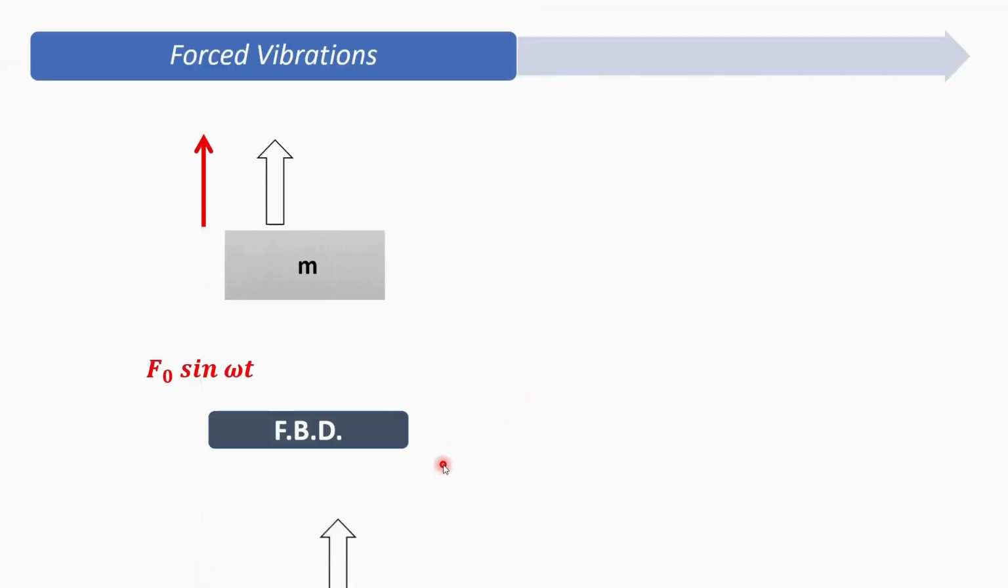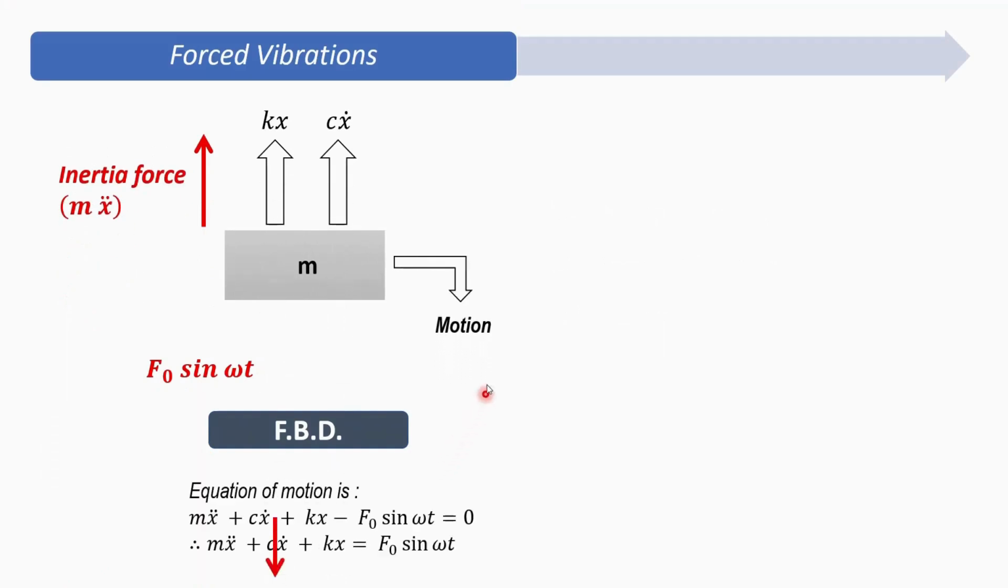So let us draw the free body diagram. This is the direction of motion. F0 sine omega t is acting, suppose, in the downward direction. Opposite to the direction of motion are the inertia force, mass into acceleration, the spring force kx, and the damping force cx dot. F0 sine omega t we have assumed in the downward direction. After some period of time, it may act in the upward direction.